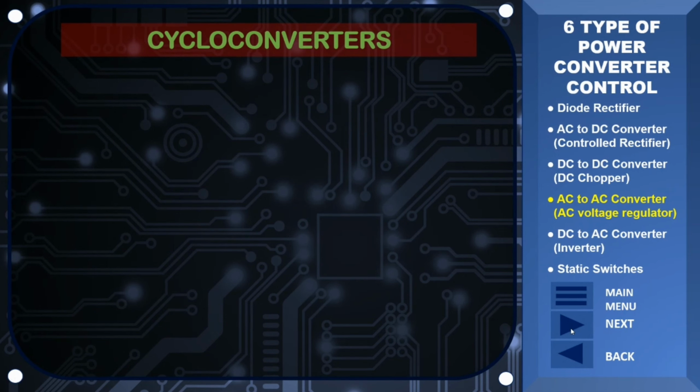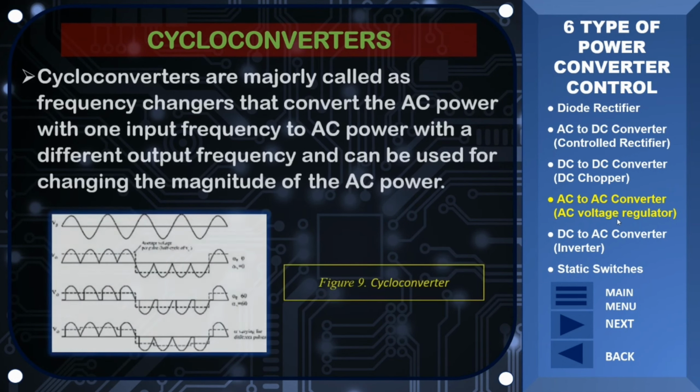Cycloconverters. Cycloconverters are majorly called frequency changers that convert AC power with one input frequency to AC power with a different output frequency. They can also be used for changing the magnitude of the AC power. Cycloconverters are preferred for avoiding DC links and avoiding many stages like AC to DC to AC, which is not economical and causes more losses.